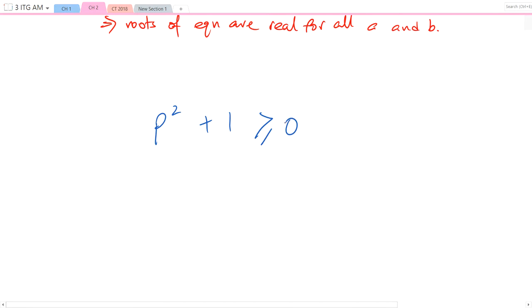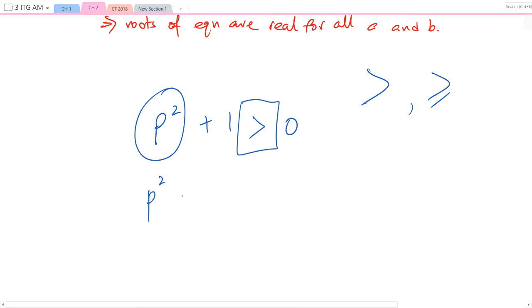Can I write it like this? What is a better way to write this? Okay, I give you an option. Greater than or equal to? Greater than. Why? Because you plus 1. This one over here, p squared is greater than or equal to 0, right? So p squared plus 1 must be greater than or equal to 1.